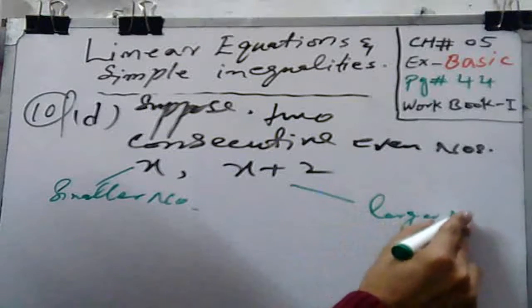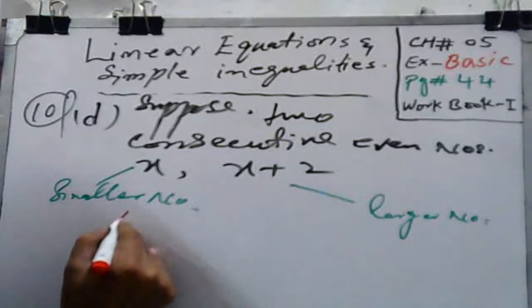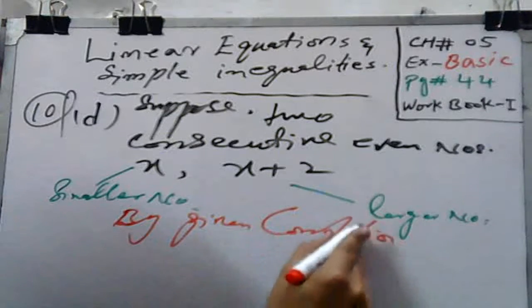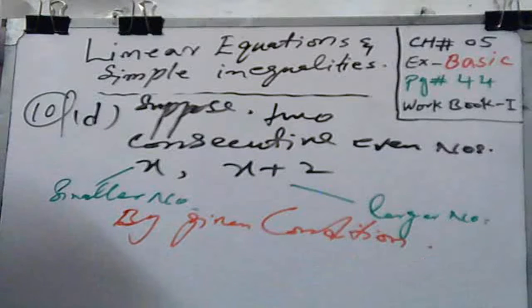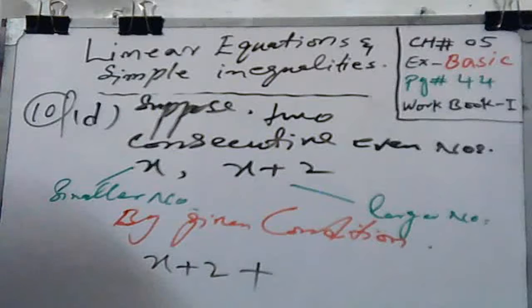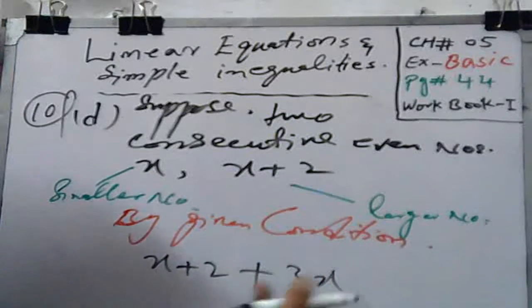So by the given condition, read the statement once again very carefully. The sum of the larger number, that is x plus 2, with 3 times the smaller one, the smaller is x, the result is equal to 42.